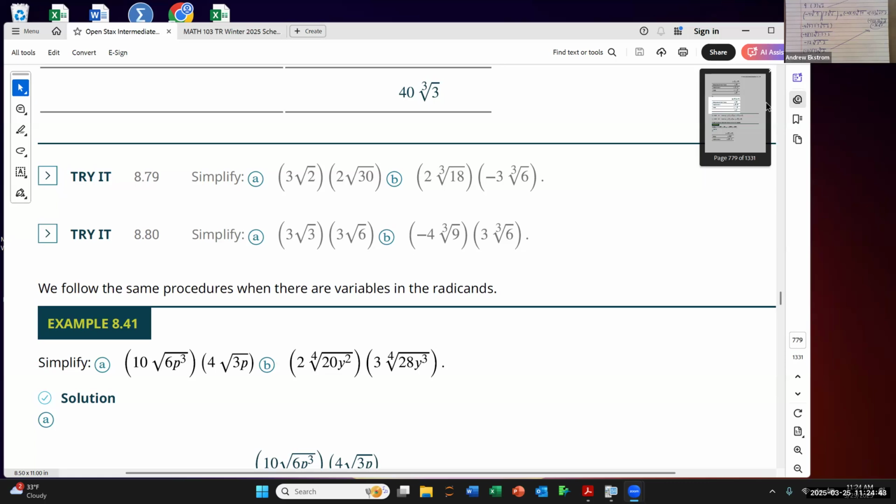Again, which one of these methods works best for you? Use it. I don't care how you get the right answer, as long as you get the right answer by doing it yourself, okay?